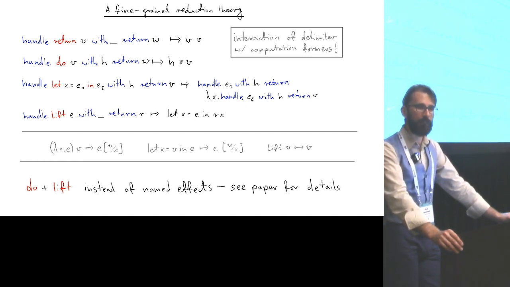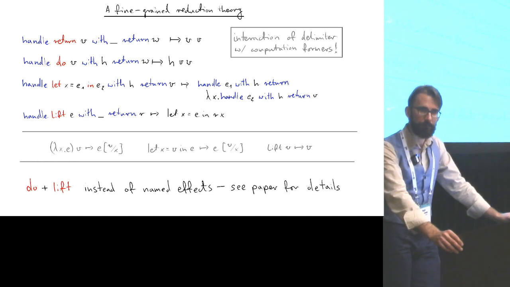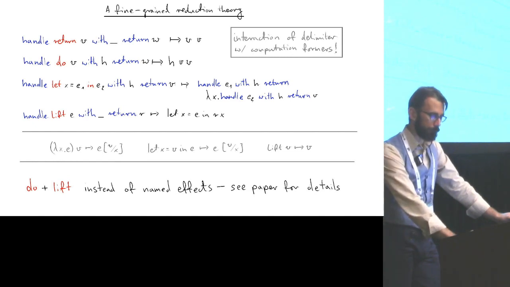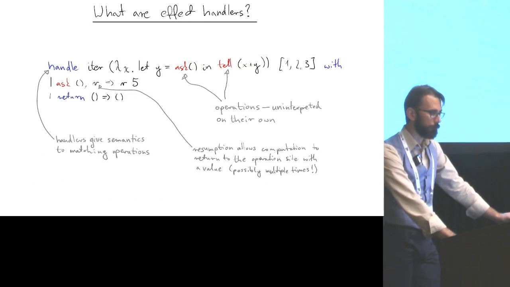I will also ask one question myself. You start this talk with a motivation where you have this program with ask and tell, and statically you know which handler is going to handle this ask. I wonder how often this would happen in practice, because in practice, programmers often separate the program where an operation is performed from the program where the handler is defined.